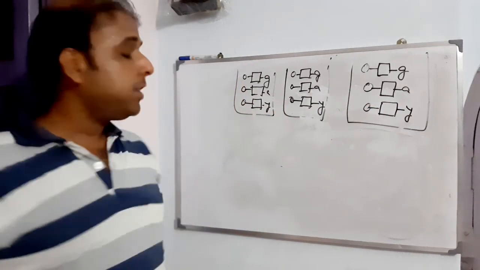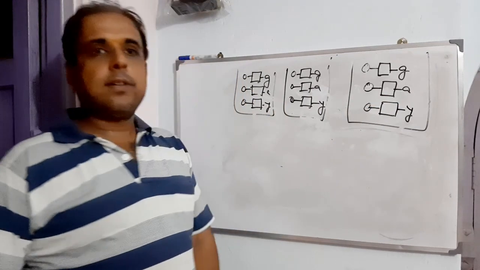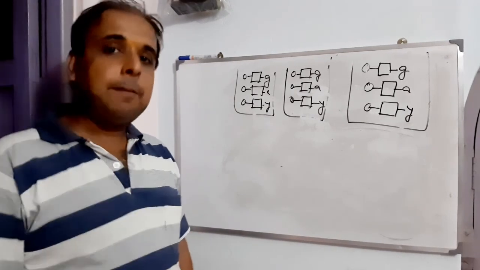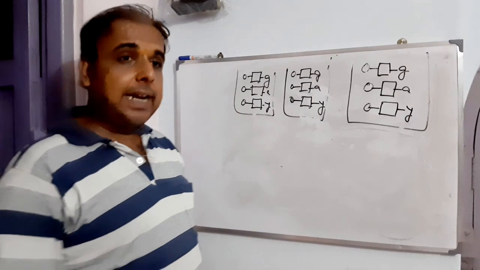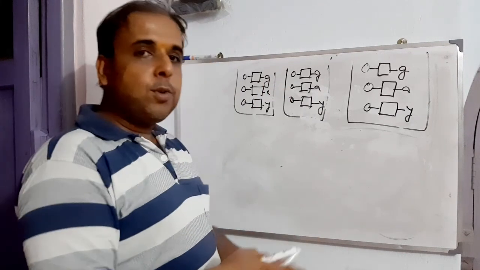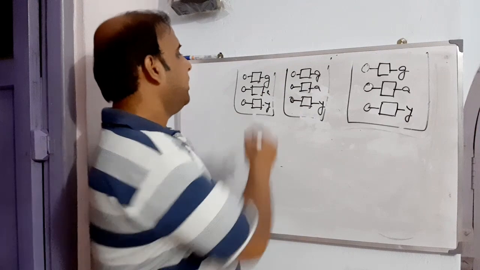Three amino acids. Now what next? You have to introduce the second amino acid because your mission is to generate tripeptides, and that too 27 tripeptides from three amino acids. So now what next? Next you have to introduce the amino acid into each vessel.